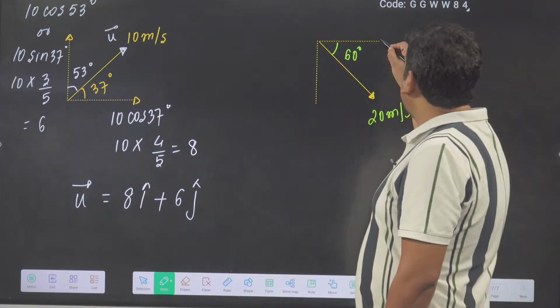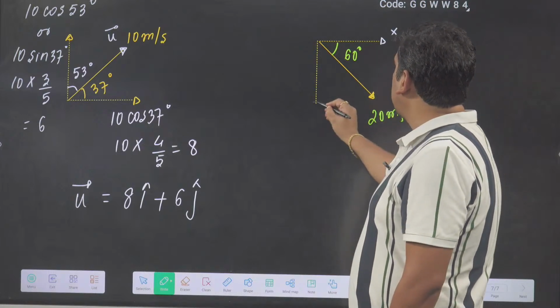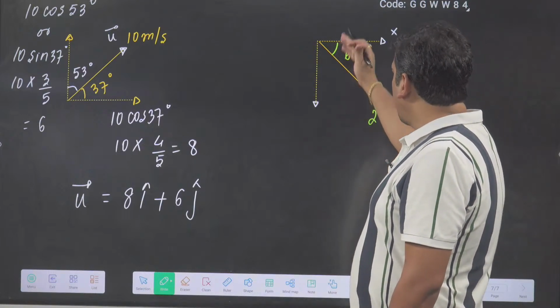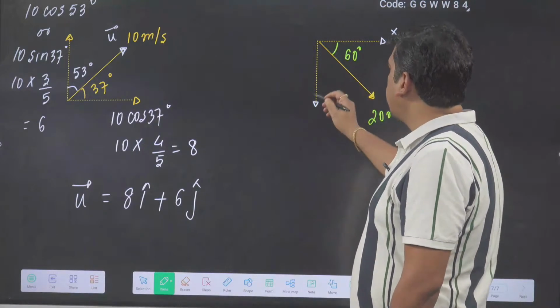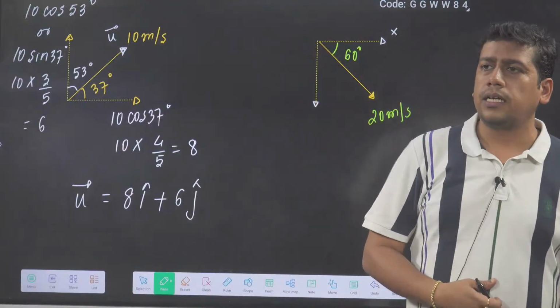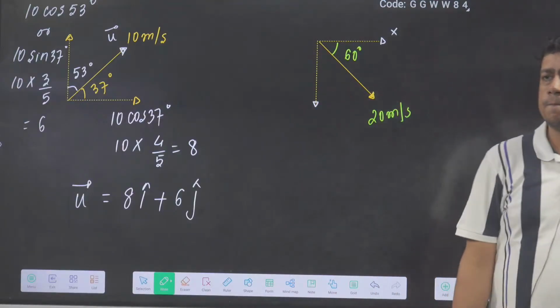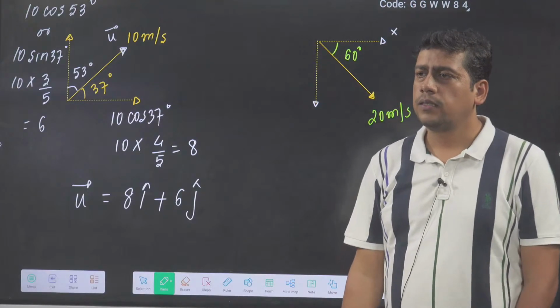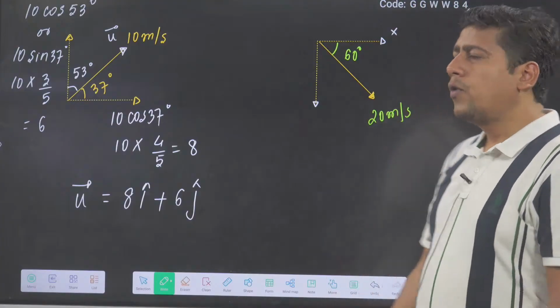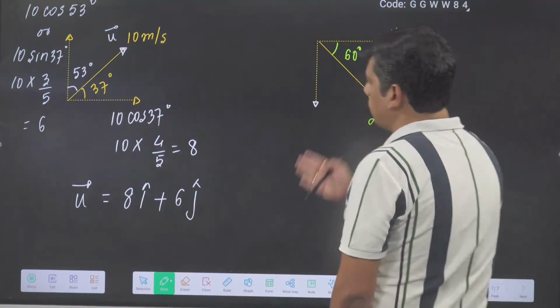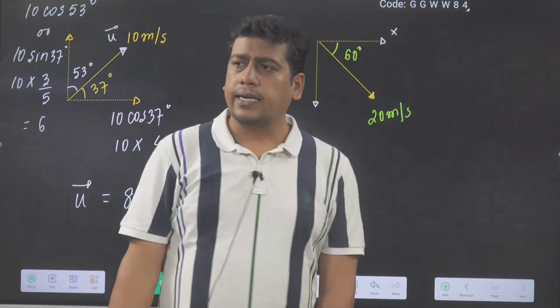Consider this as x-axis. Consider this as y-axis, but I will consider downside as negative y-axis. Take care of this thing. This is negative y-axis. So what will be the component here in this case? A lot of you have given the correct answer. Very good.